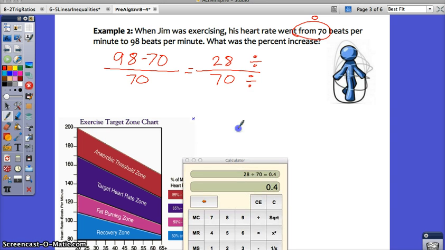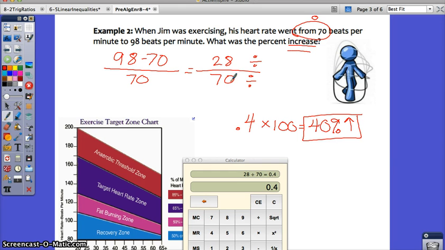If you get 0.4, what percent change is that? Well, don't forget to take your decimal and multiply it by 100 to get the percent change. So this was a 40% increase.